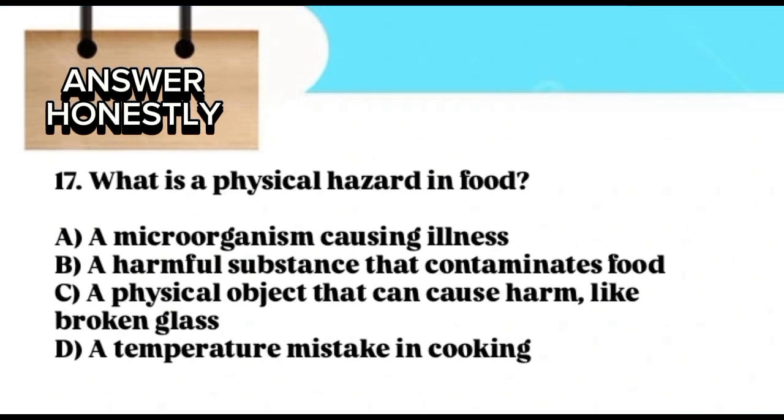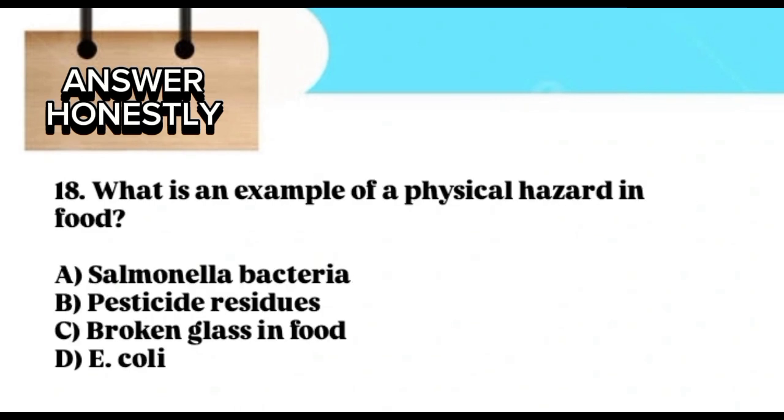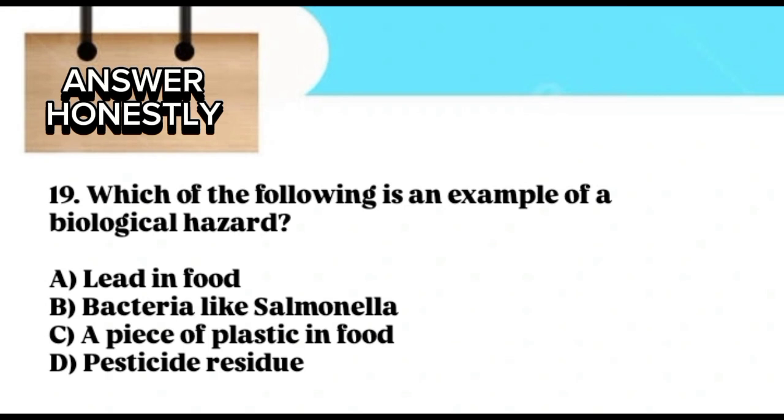Question 17. What is a physical hazard in food? A. A microorganism causing illness. B. A harmful substance that contaminates food. C. A physical object that could cause harm, like broken glass. Or D. A temperature mistake in cooking. Question 18. What is an example of a physical hazard in food? A. Salmonella bacteria. B. Pesticide residues. C. Broken glass in food. Or D. E. coli. Question 19. Which of the following is an example of a biological hazard? A. Lead in food. B. Bacteria like Salmonella. C. A piece of plastic in food. Or D. Pesticide residue.